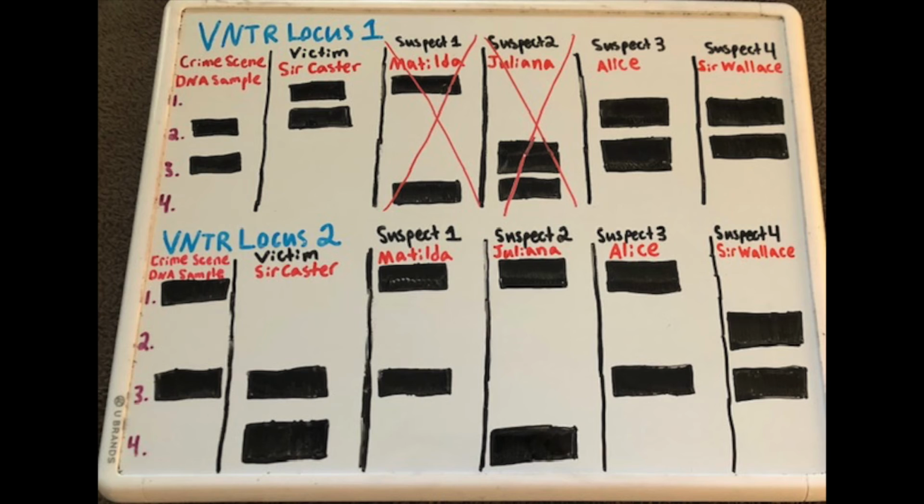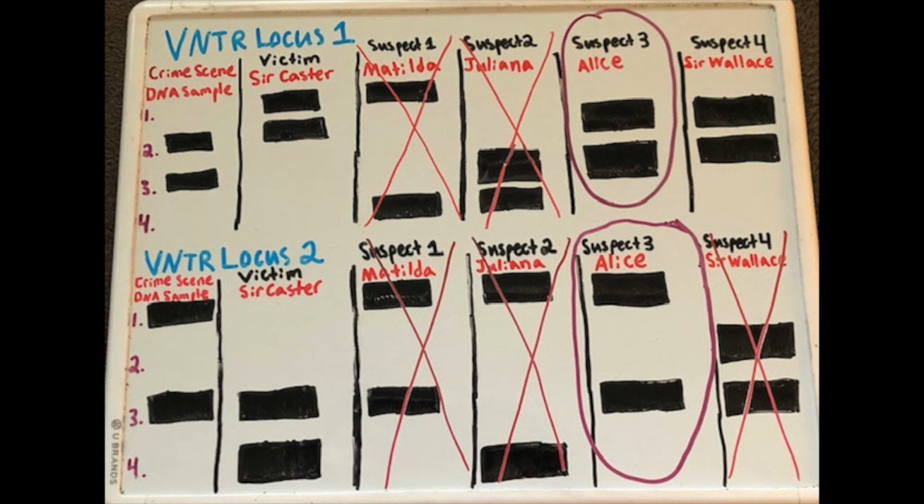Considering that Juliana is Alice's mother, she has to share at least one allele band with her daughter. At this locus, both Alice and Juliana share an allele band at the third point respectively, with Alice's other allele band coming from her father, who is not in the suspects list. For our VNTR locus 2, we can see again that one of Juliana's allele bands matches with her daughter Alice's allele band at the first point respectively.